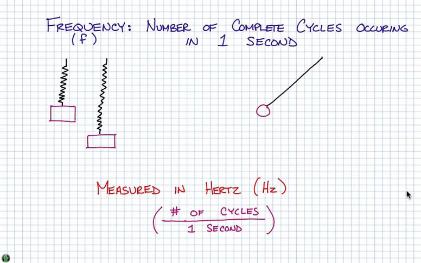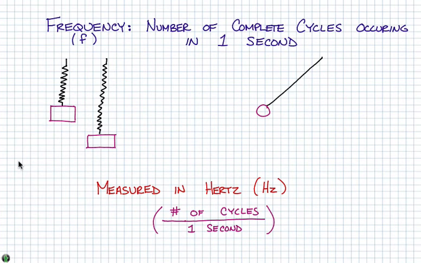Frequency is somewhat similar, but it's actually the number of complete cycles occurring in 1 second. You're not looking at the time it takes to complete one cycle. I apologize. You're looking at the number of cycles it completes in 1 second. So in this case, if I were to pull this down and let go, the number of cycles it completes in 1 second is going to give me my frequency.